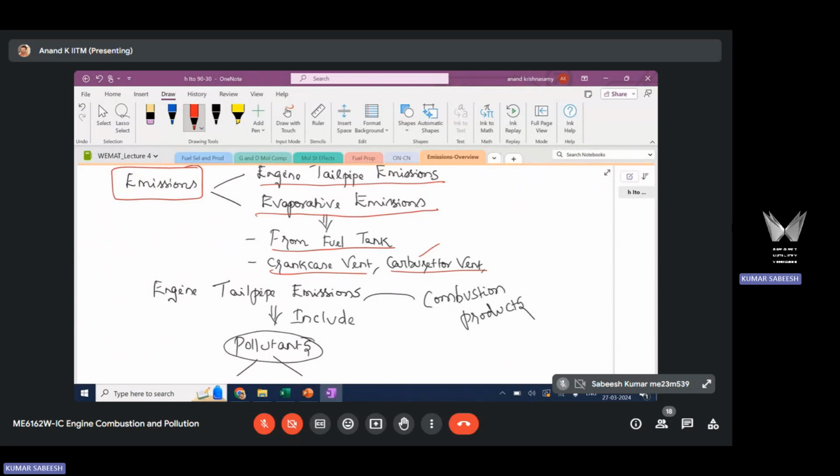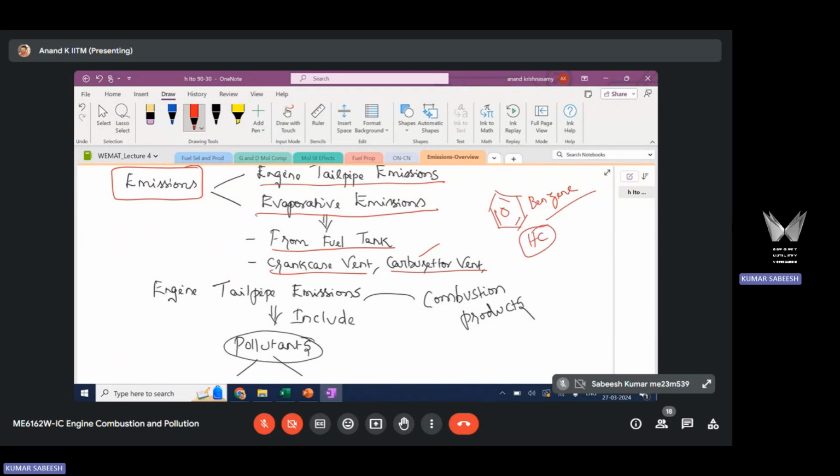Fuel itself is a pollutant, because some of the hydrocarbons in the fuel are dangerous for human health. I think I already discussed this in the first chapter. For example, gasoline has more aromatics, around 30% aromatic. Any aromatic, anything with a benzene ring, is carcinogenic. It has a potential to cause cancer. So this is a benzene ring. Any hydrocarbon with a benzene ring has a potential to cause cancer. This is a carcinogenic hydrocarbon.